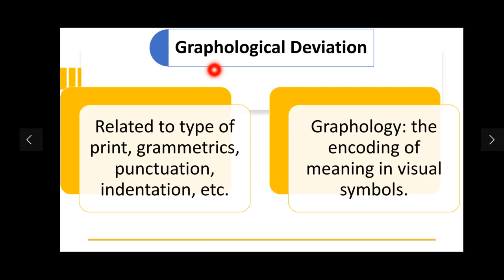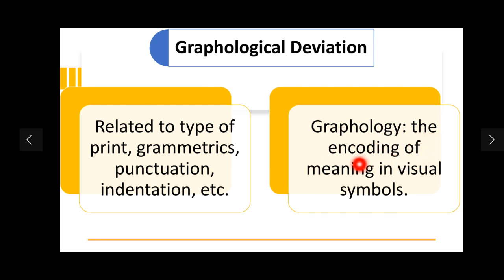So what is graphological deviation? Graphological deviation is related to type of print, grammatics, punctuation or intonation, etc. So there will be deviation sometimes in the form of font, sometimes in the form of grammatics, sometimes in the form of punctuation and sometimes in the form of indentation, etc.